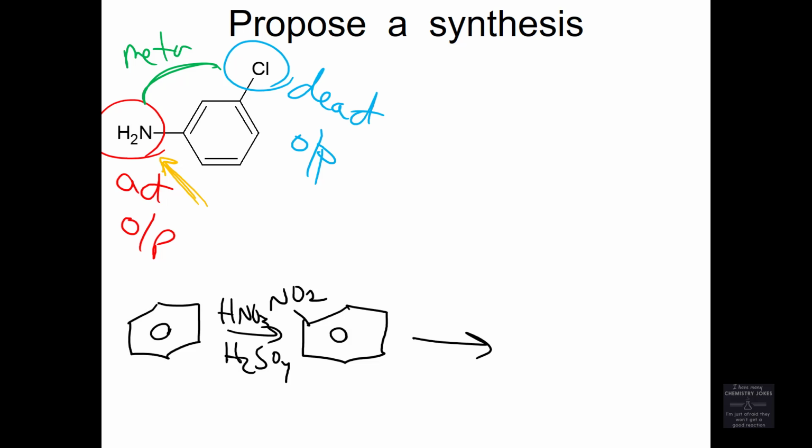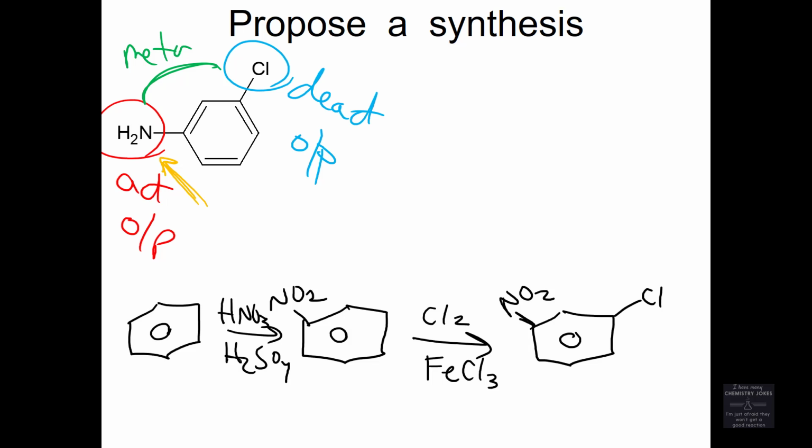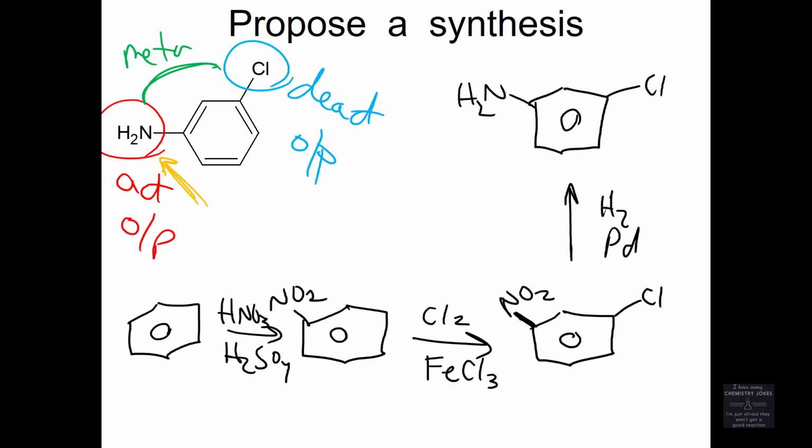And then I add my chlorine before I do my reduction with Fe/HCl. Before I do my reduction, I need to add my chlorine because I need that chlorine to go meta, and then I do my reduction. Sure, H2/Pd works just fine. There are several reagents that would reduce that nitro to an amine, but that's just the one I chose.